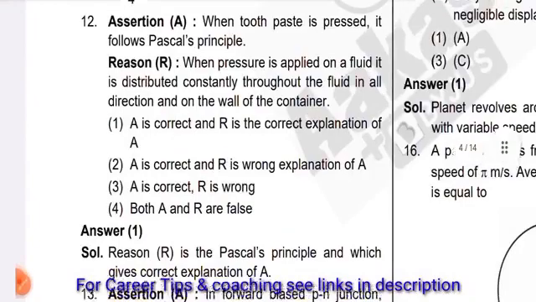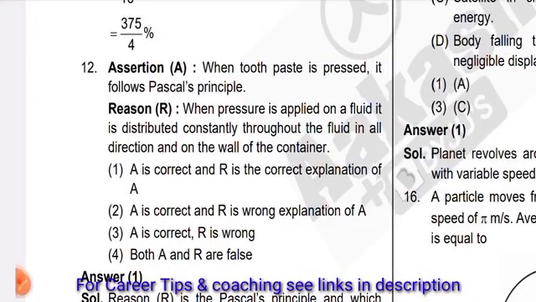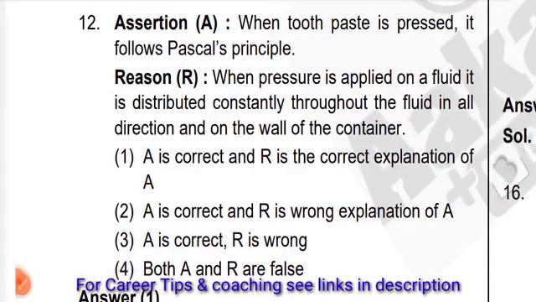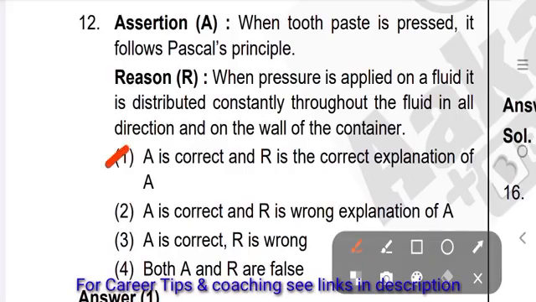And you have the assertion and reason. When toothpaste is pressed, it follows Pascal's principle, and when pressure is applied on a fluid, it distributes constantly through the fluid in all directions and on the wall of the container. So both are correct, and the reason is the correct explanation of the assertion. So answer 1 is right.